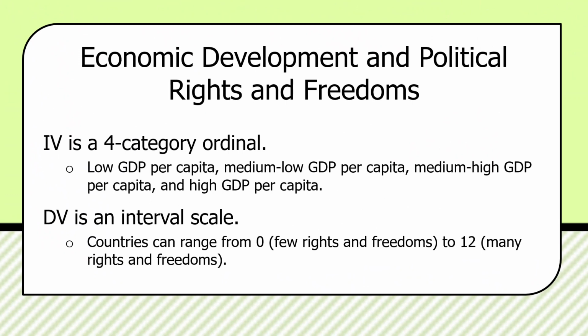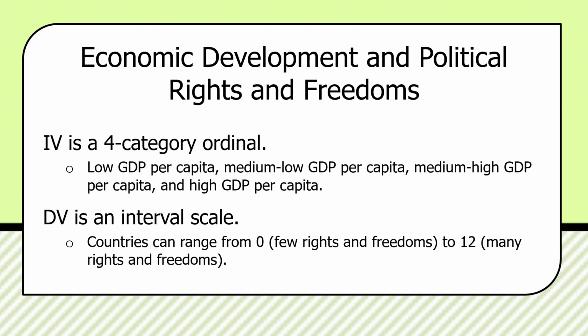The dependent variable is an interval level scale. It's a scale that measures political rights and freedoms on a scale of 0 to 12. Countries can range from 0, very few rights and freedoms, to 12. So what a mean comparison analysis will do is take that group of low GDP per capita countries, add up all their political rights and freedoms scale scores and divide by the number of low GDP countries, and produce a mean value. It'll do that for each value of the independent variable.